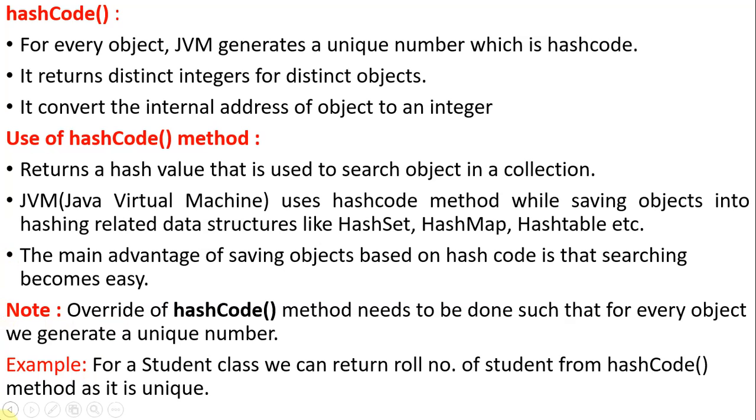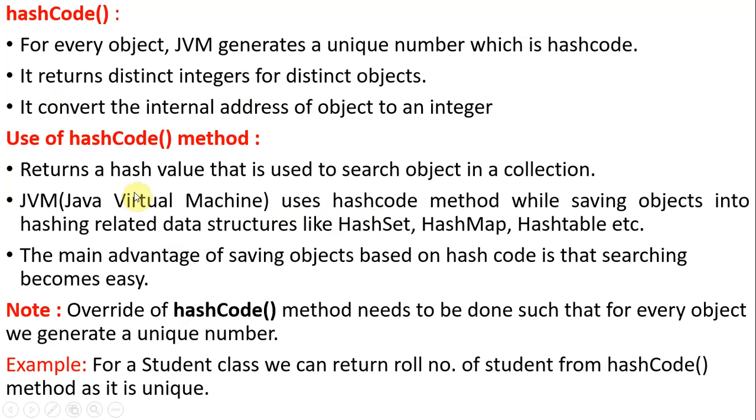The main advantage of saving objects based on the hash code is that it makes searching easy. Collections are where we can store a set of elements. HashSet, HashMap, and Hashtable also come under the collection framework, where we have a set of elements in it. To search for data, you need a unique code, that is nothing but a hash code.